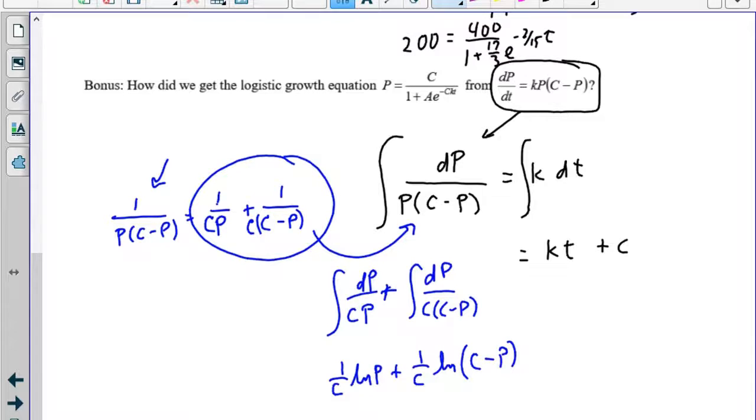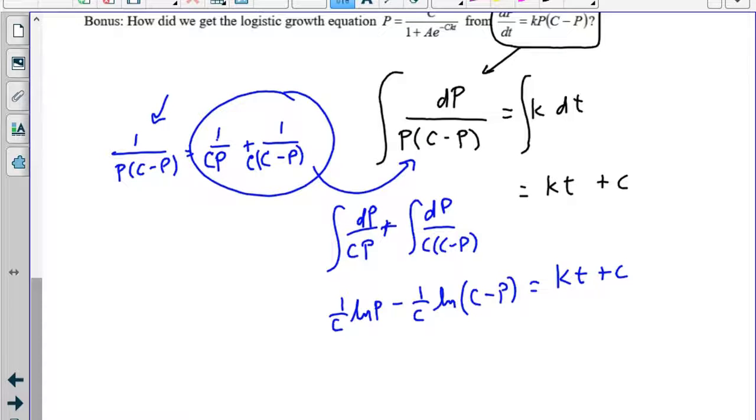But notice that if I did a u substitution on this, c minus p is actually going to have a negative p on the inside. So that means that I need this to be negative. And that's all equal to kt plus c. This just keeps getting more fun as we move along. So I'm going to condense and factor out a 1 over c. So 1 over c times the natural log of p over c minus p is equal to kt plus c.